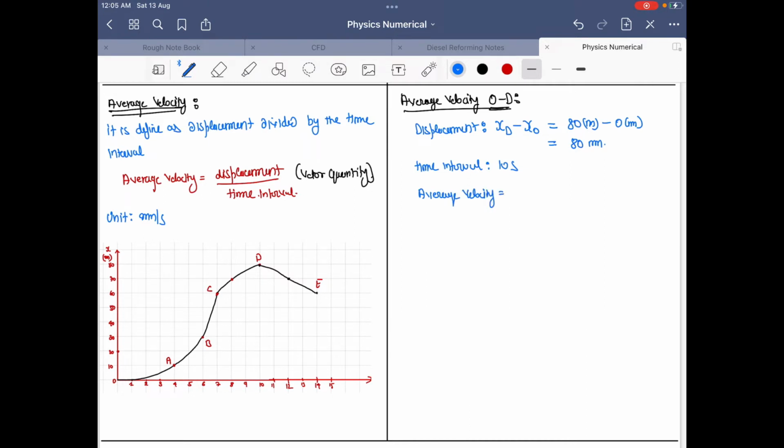Average velocity is equal to x_d minus x naught divided by the time interval, that is 10 seconds. So we have 80 meters, that is the displacement, and 10 seconds. So this is equal to 8 meters per second. And it is the same as the previous case for OD.